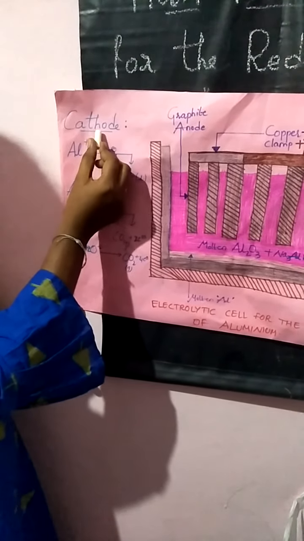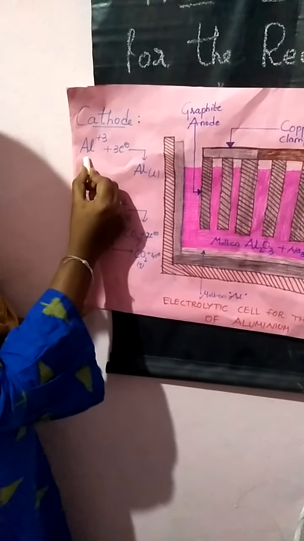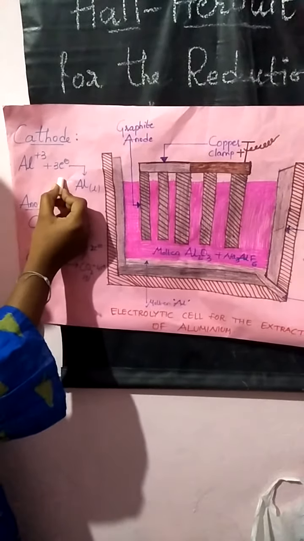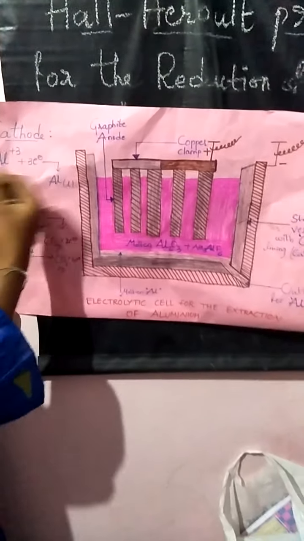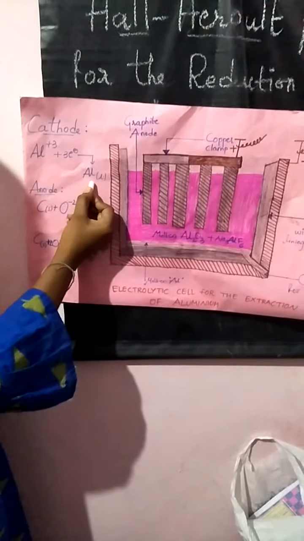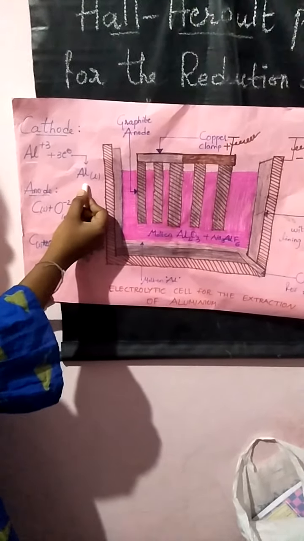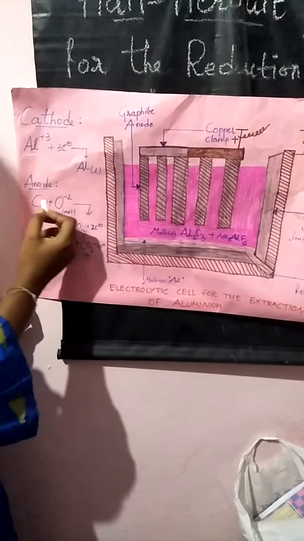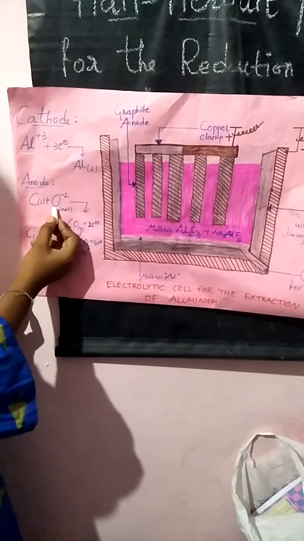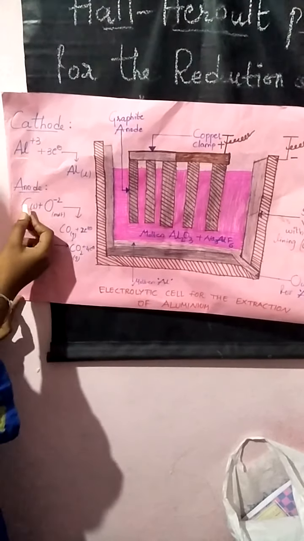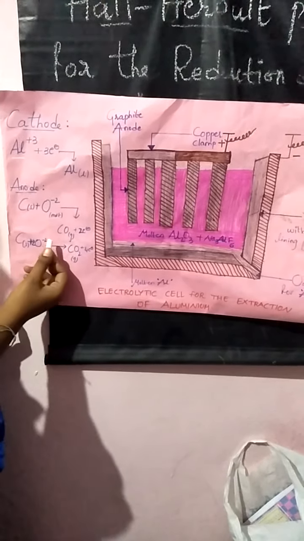At the cathode, the aluminium ions, Al3+, move towards the cathode and undergo reduction. By taking 3 electrons, aluminium is converted into its liquid form. So this cationic form of aluminium is converted into pure aluminium metal in its liquid form. At the anode, the oxygen ions, which are the negative ions of the alumina, go towards the graphite and undergo oxidation.